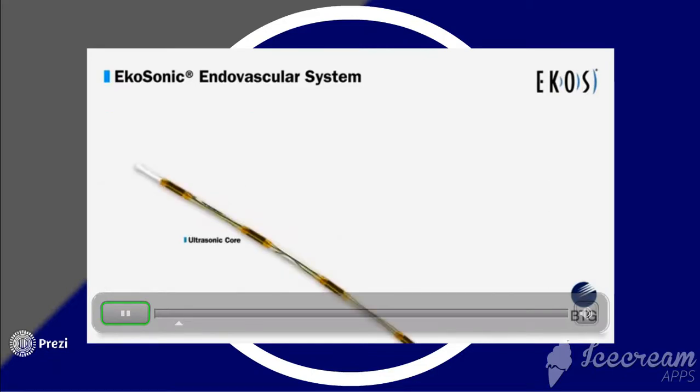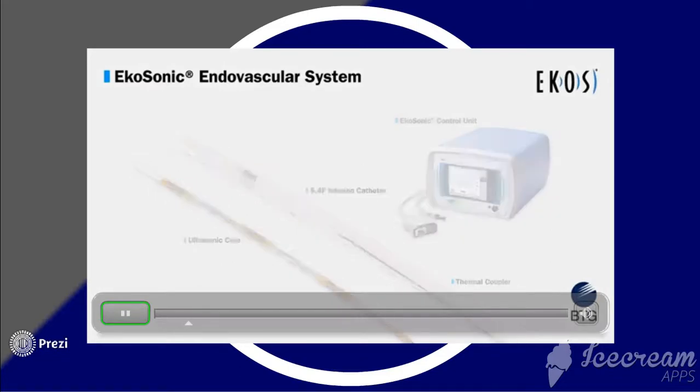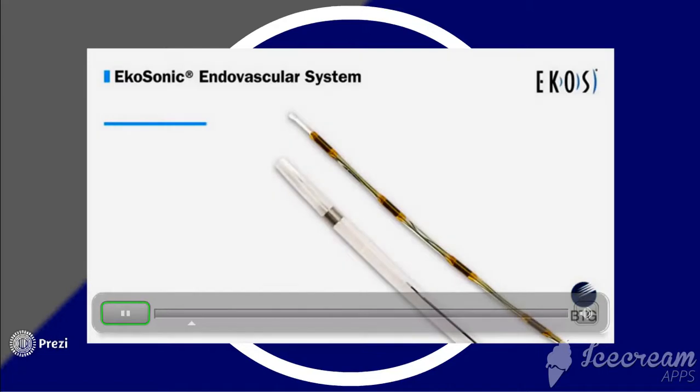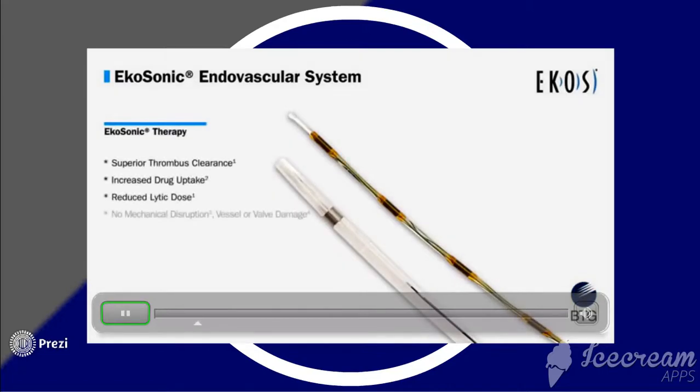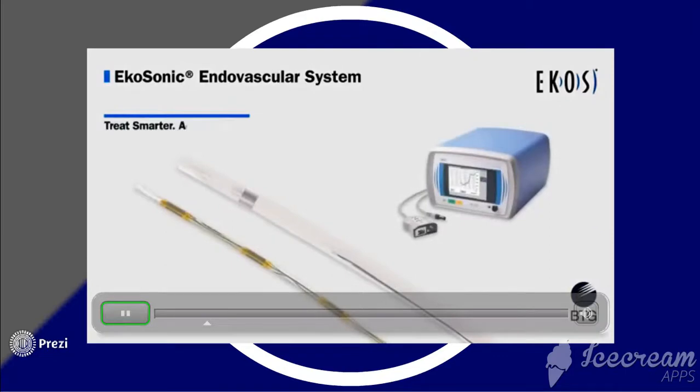Echos Corporation, a BTG International Group company, offers a minimally invasive endovascular treatment to gently and completely dissolve thrombus and restore blood flow, while reducing the risk of complications. At Echos, our products are designed to treat smarter and achieve more.